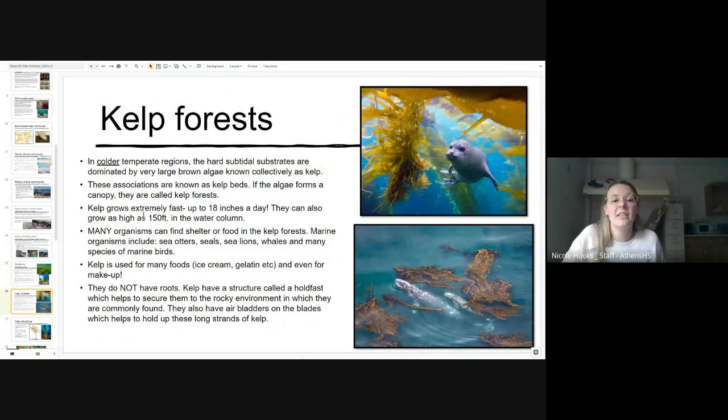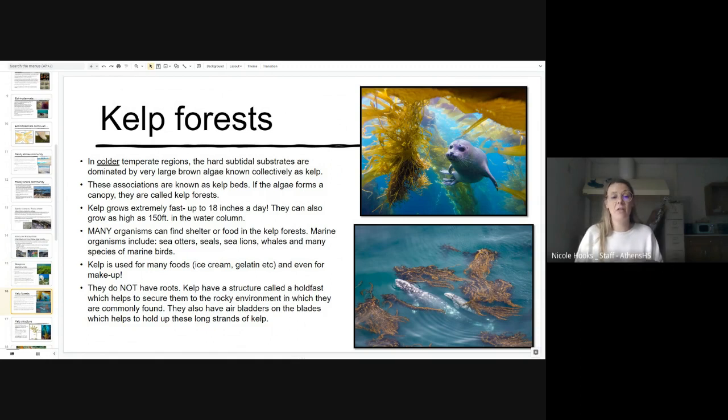Okay. Lastly, we've got our forests made of phaeophyta, so kelp. They're in cooler regions. They like hard substrates to hold on to, and they're a very large brown algae. They are like a collective forest of a bunch of algae. They grow really fast, up to 18 inches a day, and they can be as high as 150 feet.